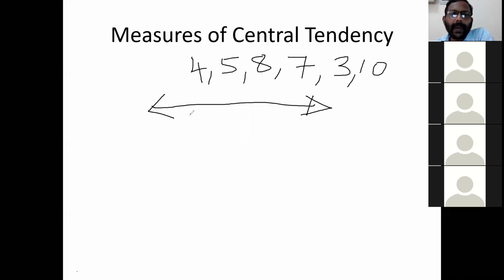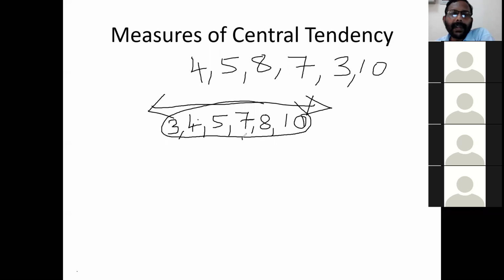So I can order them. For example, what is the starting data? In ascending order: 3, 4, 5, 7, 8, and 10. I have ordered them now. So this is a set of data that I have.